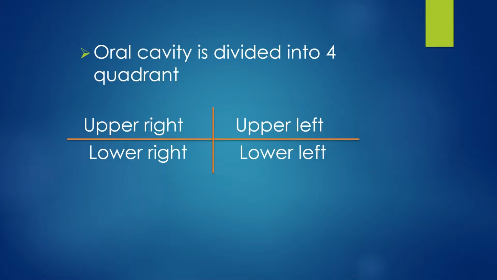Before going to the tooth numbering system, first of all we should know the format. The oral cavity is divided into four quadrants. As we can see, in a tooth numbering system, the teeth are represented as upper right quadrant, upper left quadrant, lower right quadrant and lower left quadrant. In the tooth numbering system, teeth are represented in this format only.